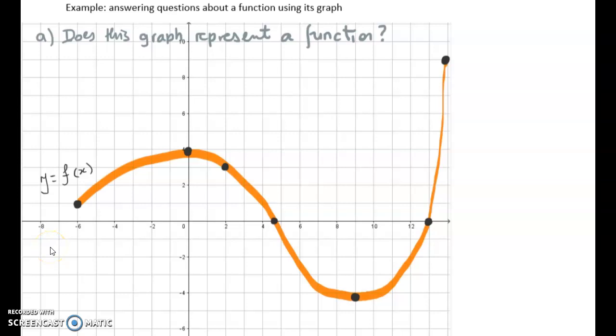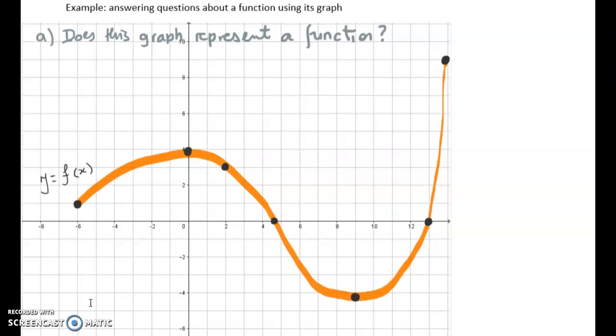In this video, the graph of a function is given and we are going to answer some questions about it. And actually, the first question is, does this graph really represent a function? We have for sure a relationship between some values of x and some values of y in the real line. So given a value of x, we can find the corresponding value of y by looking at the orange curve we have drawn over here.